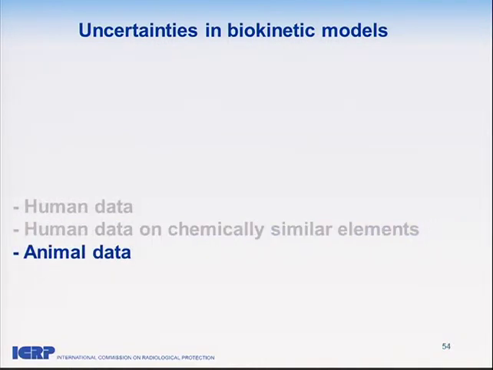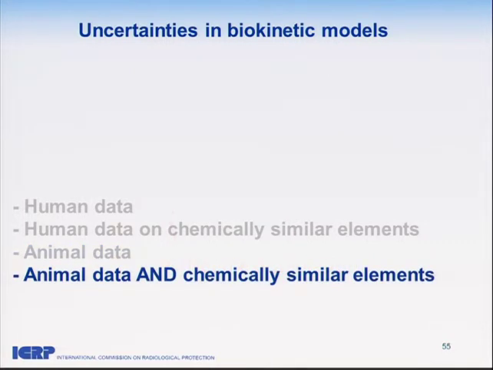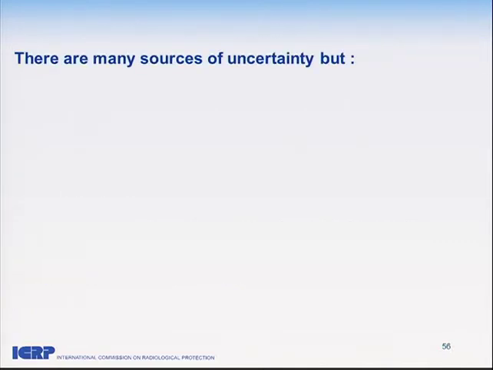In most cases, you also have no human data, but you have only animal data. In the laboratory, we do not work on humans; we work on rodents, on mice, on rats. And the whole problem is to extrapolate from one species to another. This is not true only for radiological protection. This is true in medicine and every field, but it is a real problem. And in the worst case, you do not have real data. You have animal data on a chemically similar element. And of course, this is the worst case for us. So you can see that, if we sum up, we have many sources of uncertainty.